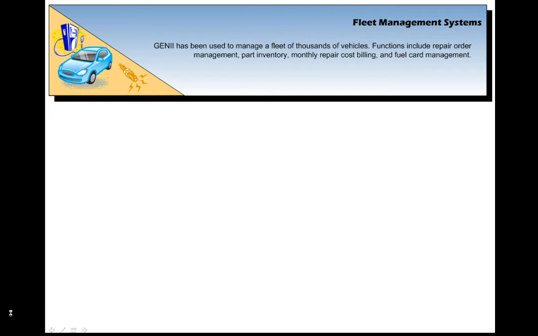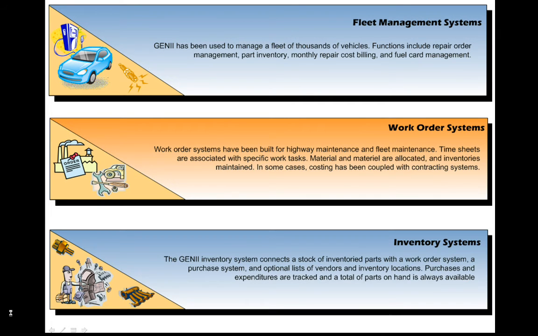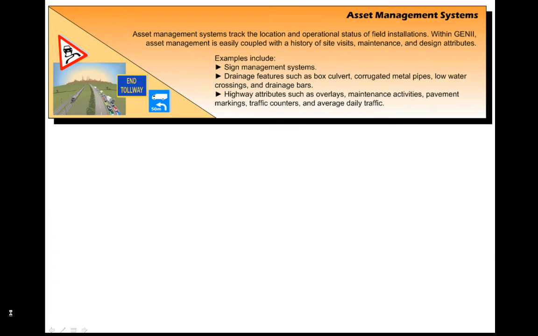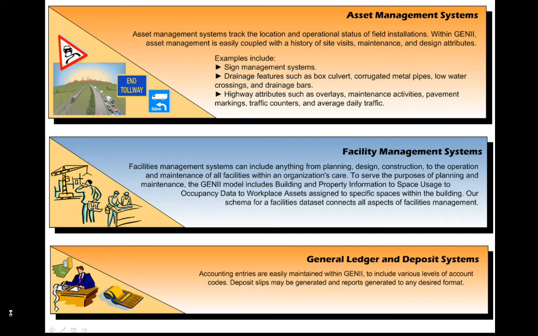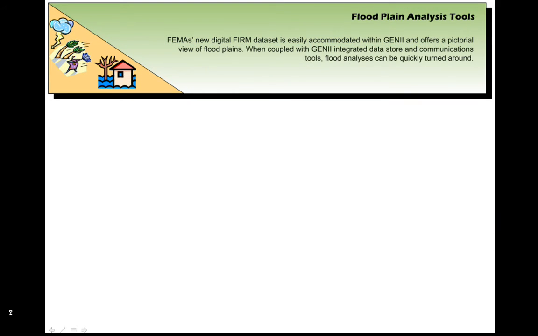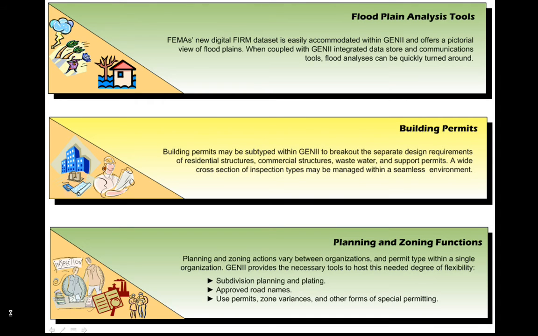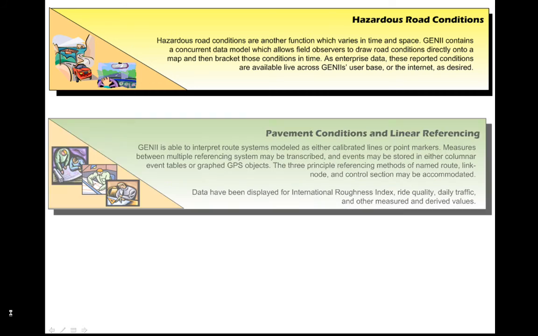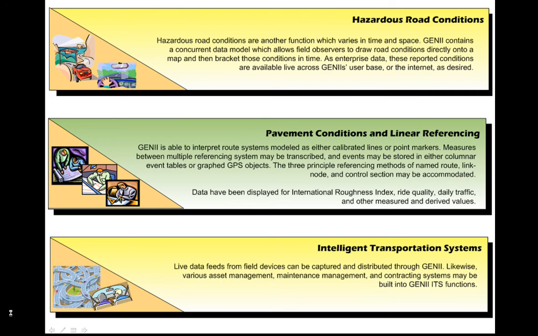As already demonstrated, GENII has been used for fleet management, work orders, and inventory systems. It's also been employed for asset management, facility management, as well as general ledger financial functions and deposit systems. It has been used successfully for floodplain analysis, for building permits, as well as other planning and zoning and community development functions. It has been used to collect data for hazardous road information systems, pavement performance, as well as linear referencing, as well as a variety of intelligent transportation applications.